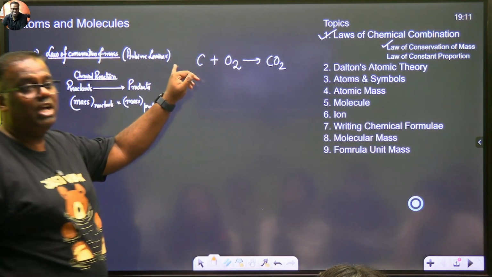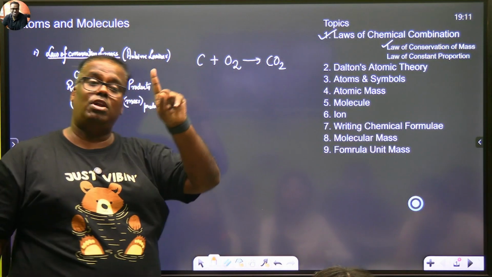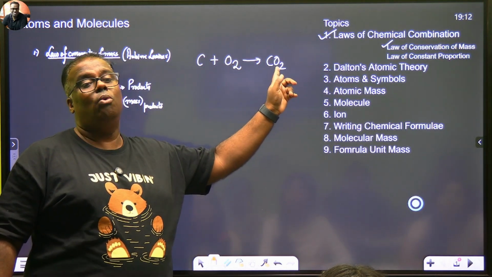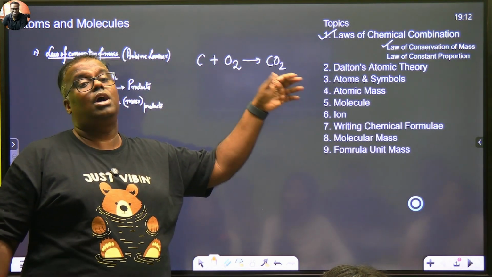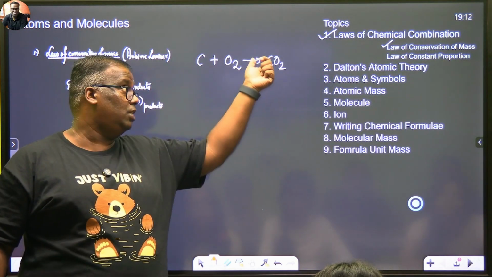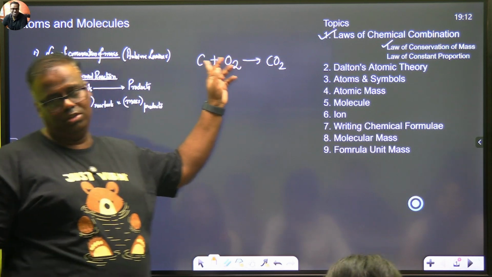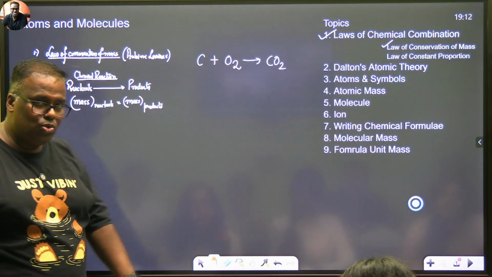C stands for an atom of carbon. O2 stands for one molecule of oxygen comprising two atoms of oxygen. And this is one molecule of carbon dioxide containing one atom of carbon and two atoms of oxygen. This is a molecule, this is a molecule, this is an atom, right? I also told you something about that.